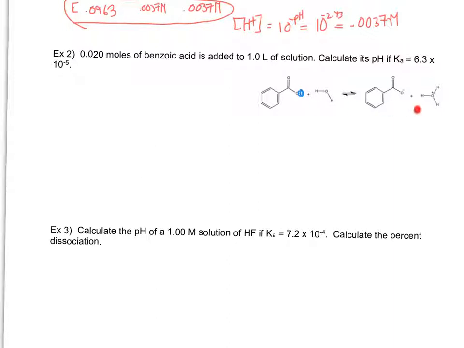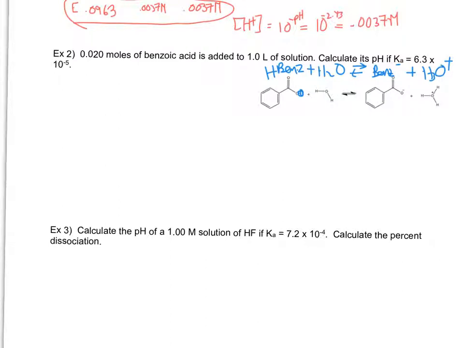If you don't like this, rewrite it. You could always say this is H-benz, for example, plus water yields benzoate ion plus H3O plus. If that's too much, you could just ignore the water and write H plus. It doesn't really matter, as long as you're not asked for the K expression or the dissociation equation or something like that. You can abbreviate it for yourself.